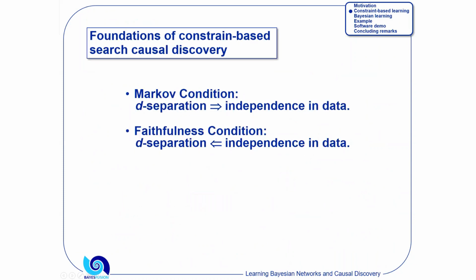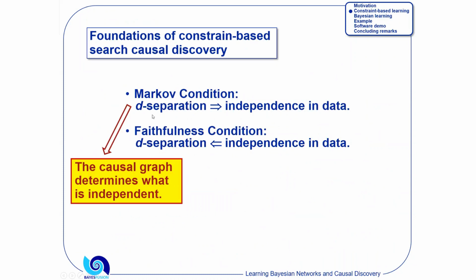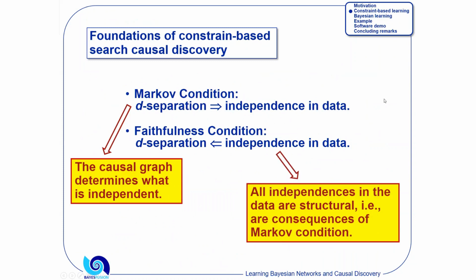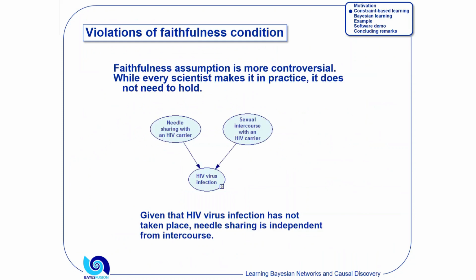At the foundations of causal discovery, there are 2 assumptions, 2 axioms. We talked about the Markov condition: the graph implies independencies in data. That's what we've been doing. The second condition says, if you observe independencies in the data, they have to be reflected in the graph. And that is, unfortunately, more controversial.